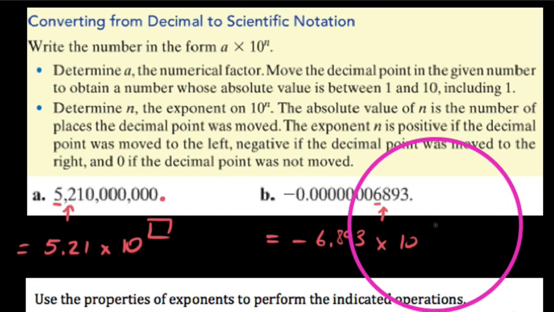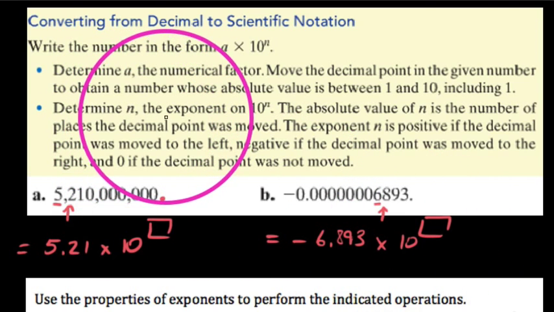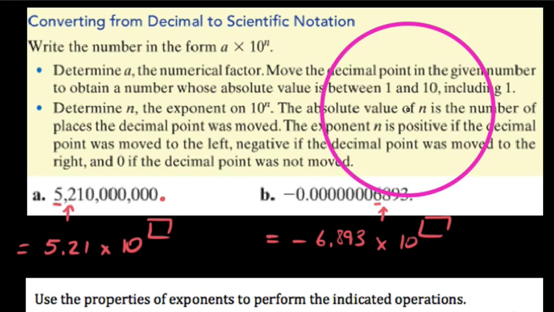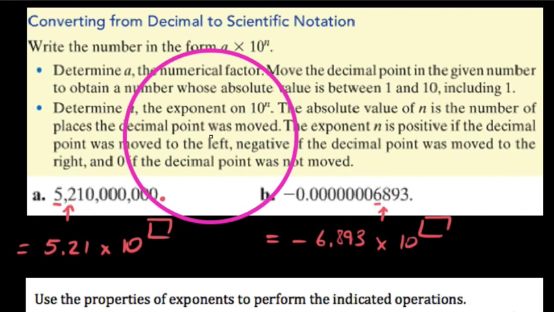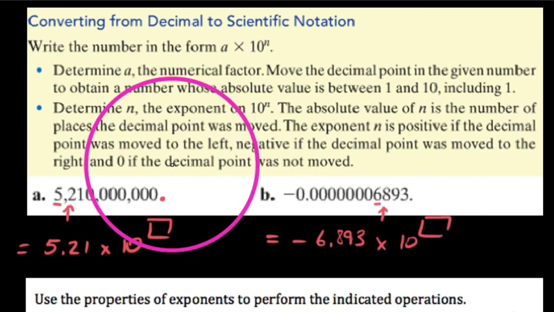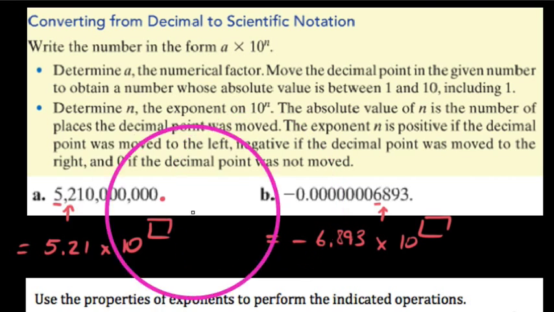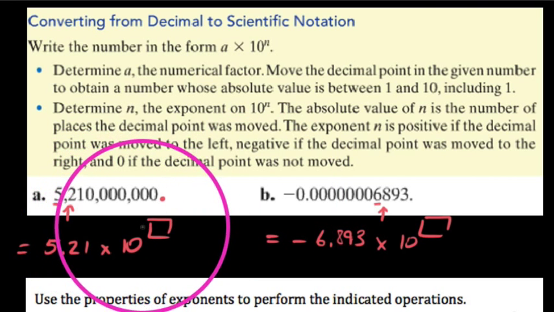Now, the way we're going to determine this, it's exactly what this says here. It says determine n, which is the exponent on 10 to the n. It says the absolute value of n is the number of places the decimal point was moved. The exponent n is positive if the decimal was moved to the left, negative if the decimal was moved to the right, and 0 if the decimal was not moved. So looking at these expressions, one good rule of thumb is essentially this.